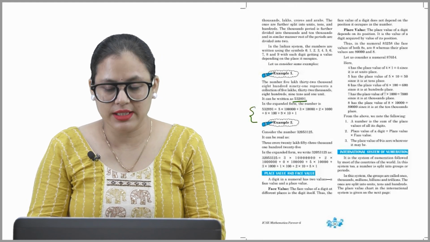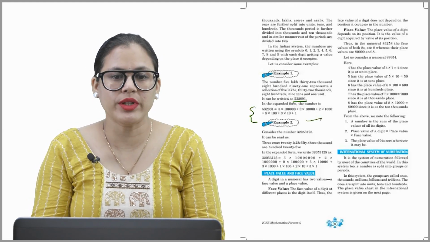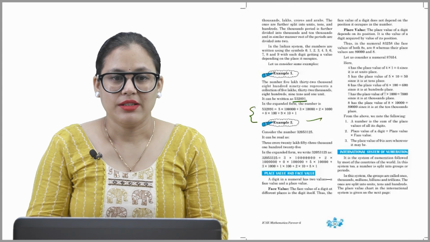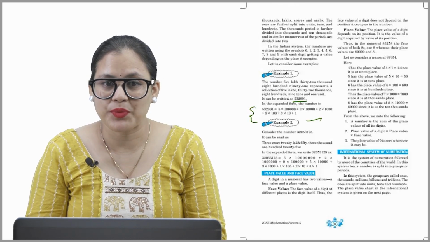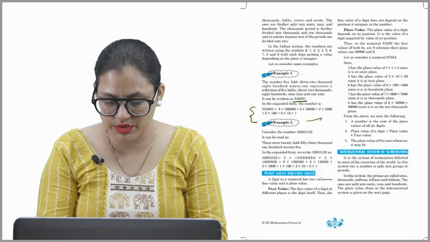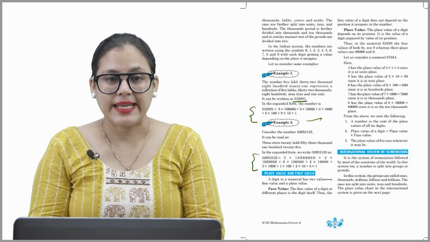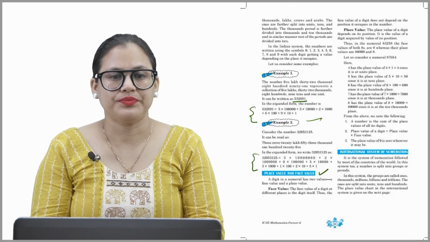Example 2, consider this number. How do we read this? 3 crore 25 lakh 3,125, okay, and the expanded form of this number is this, okay. Next, place value and face value.